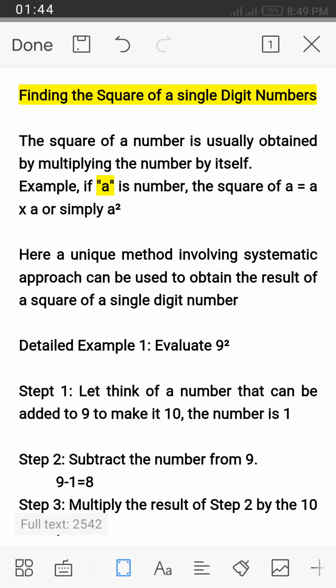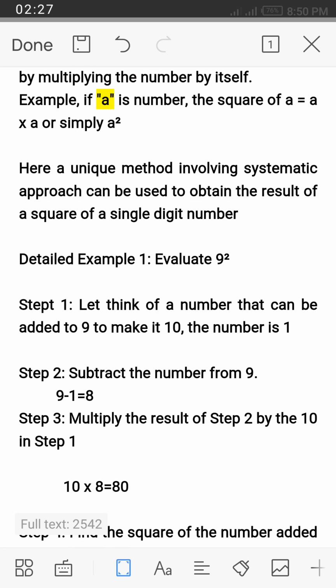Evaluate 9 square. Evaluate 9 raised to the power of 2. The first step is to think of a number that can be added to 9, because we're looking at 9 square here, to make it 10. The number is 1. 1 plus 9 is 10. Once you find the number that can be added to the given number to make it 10, all you need to do is subtract that number from the given number. Here you subtract the number from 9. That means 9 minus 1, and that gives us 8.